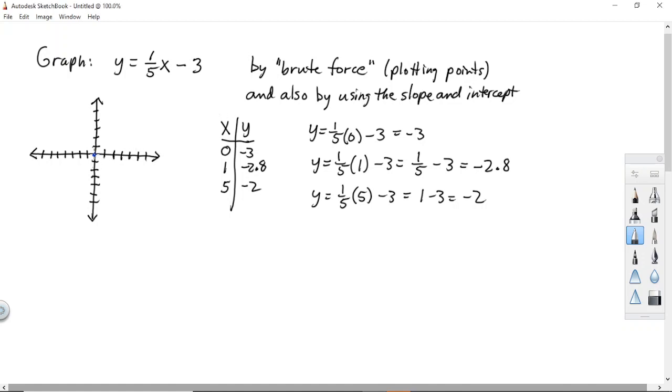Oh, wrong place. 0, -3 was our first point, right? Okay. And our second point right here, when x is 1, y is -2.8. So that's the ordered pair 1, -2.8. So here's 1, -2.8, which is almost down to -3, but not quite.